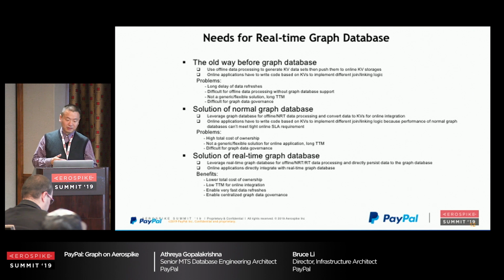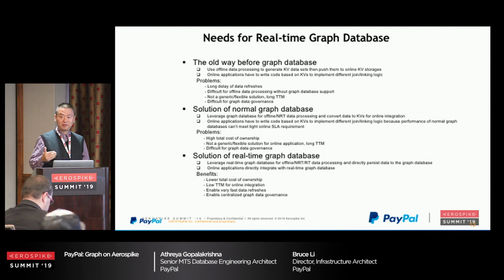It's not generic. Another problem is that it's hard for us to apply centralized governance because each solution team will push their KV storage, KV data sets. A lot of data are actually duplicated. But for us, it's hard to stop them, right? They are different teams. So then we know we need a graph database.